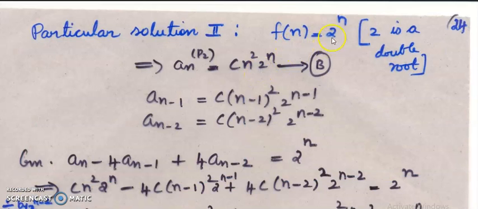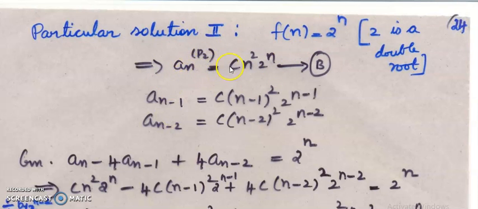So here f of n is 2 raised to n, and 2 is a double root, repeated 2 times, that's what I explained just now. In the characteristic equation, 2 comma 2 is the root. So we take it as a double root. And from the table, when it is a double root, it is cn square a raised to n. Here a is 2, so 2 raised to n. If you understand this, you can do the remaining part, so simple.